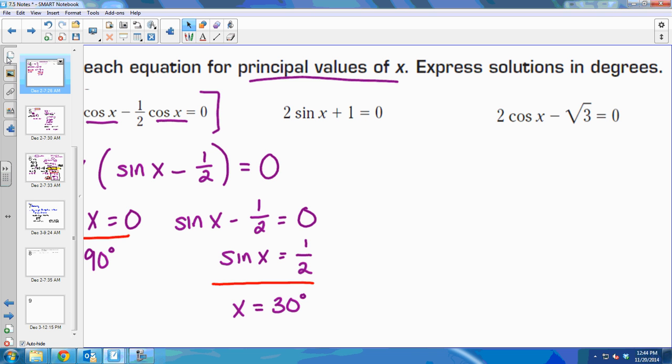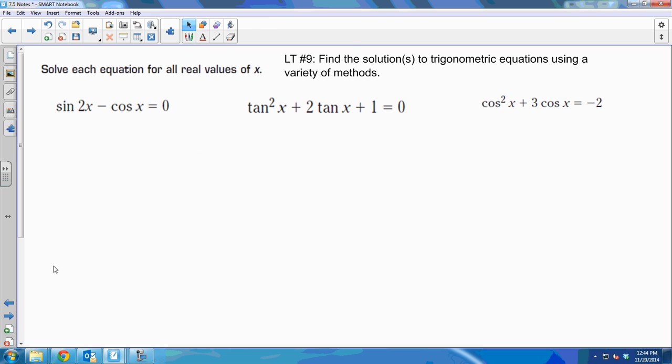All right, the second part of this we're going to do today asks you for all real values of x. So think with me really quickly. The unit circle goes from 0 to 360, right? But you could keep going around it over and over again. You can get angle measures bigger than 360. So when it says all real values of x, we would have an infinite number of answers. We're going to generalize that with a plus 2 pi k, but we'll get to that. We're talking about every single possibility.